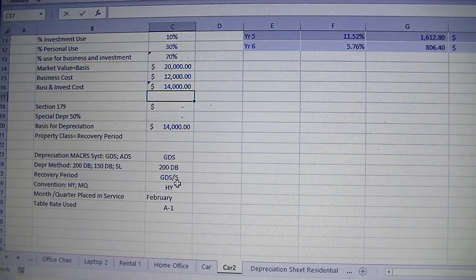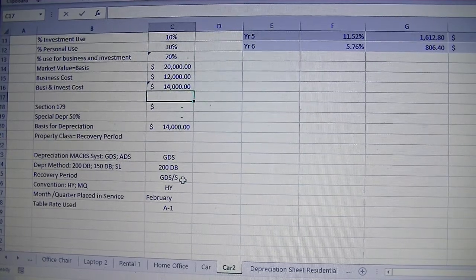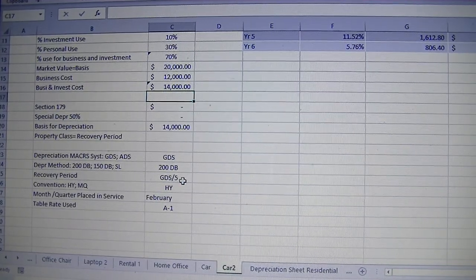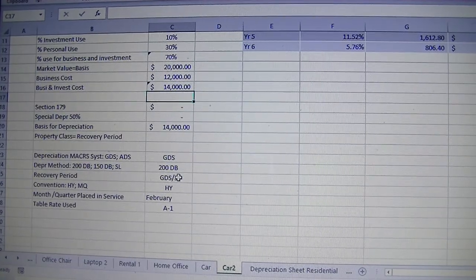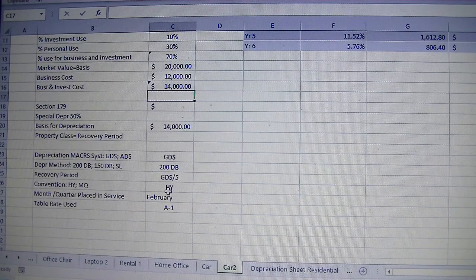Recovery period is going to be 5. A car is in the 5-year recovery period. If you are not sure, you can look at page 29 or page 30 of Publication 946. Passenger car has a 5-year recovery period. It will depreciate in 6 years, but it has a 5-year recovery period. And the convention is half year.